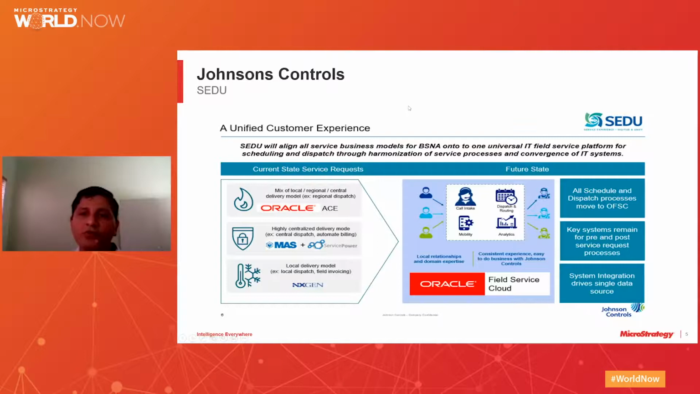Good morning, good afternoon, good evening, everyone. This is Kishore from Johnson Controls. I work in the Global Analytics Division as a solution delivery leader. To give you the scale of our company, we are a $30 billion publicly listed company with a presence across multiple regions: North America, Europe, Middle East, Africa, Latin America, and Asia Pacific.